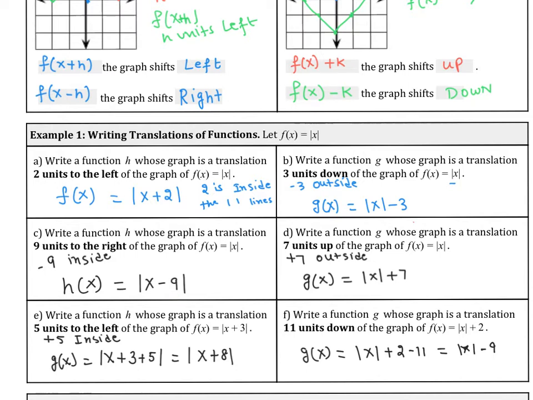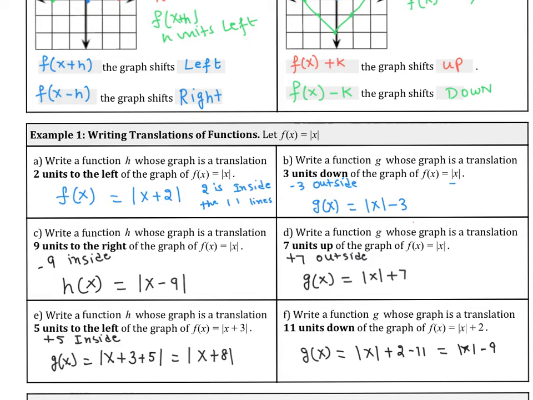For letter D here, write a function g whose graph is a translation 7 units up. Any function that we are going to translate up or down, we use the number outside of the 2 parallel lines. So if it is positive, we're going to use positive 7. And if it's negative, we're going to use a negative number outside of the parallel lines.